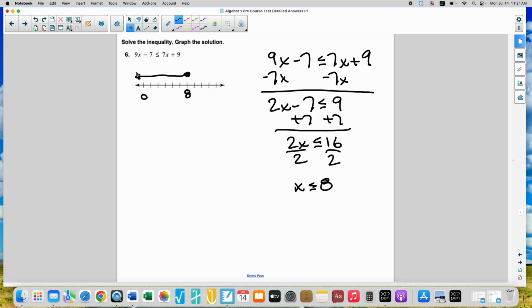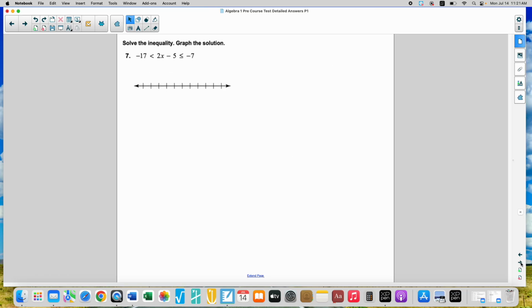And I always put my graph above. If we put it down on the page, it just gets in the way of the other material, and it's just too busy. So I always like writing it above.